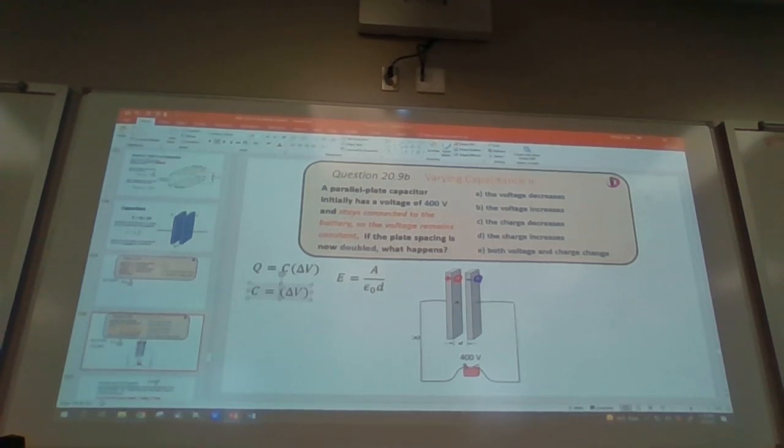It's either B, C, or D. I think it's C, because capacitance is going to decrease. So Q has to go down, since the voltage stays the same. Yeah, Q has to go down.